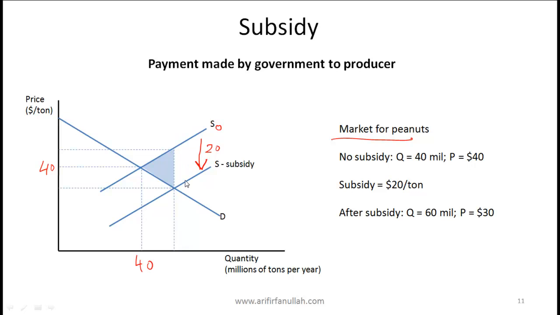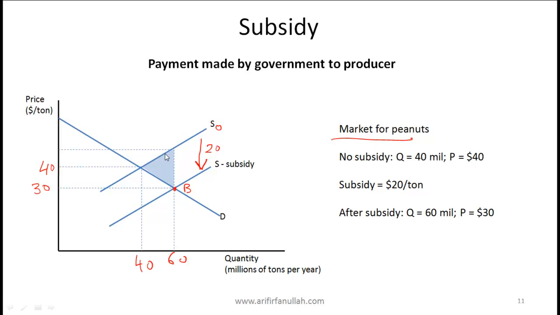And let's say that after the subsidy, what happens to quantity? The quantity goes up to 60. The price will fall. So let's say that the price comes down to 30. And is there inefficiency? The answer is yes, there is inefficiency, and it is measured by this region over here. So this is a dead weight loss.